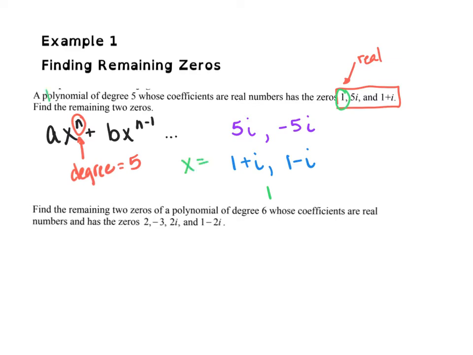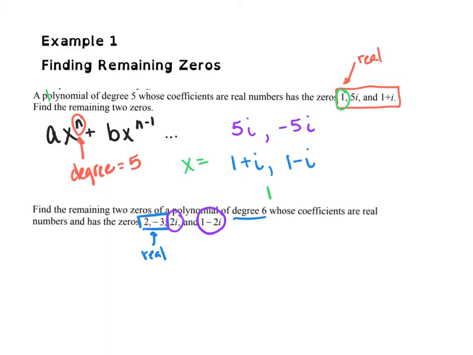Now, the next one, find the remaining 2 zeros of a polynomial of degree 6, whose coefficients are real numbers, that has the zeros 2, negative 3, 2i, and 1 minus 2i. This time I know my degree is 6, so that means I should have 6 possible solutions for this particular polynomial. I know that 2 of those solutions right now are real numbers. And then that leaves me with the remaining 2 to be imaginary.